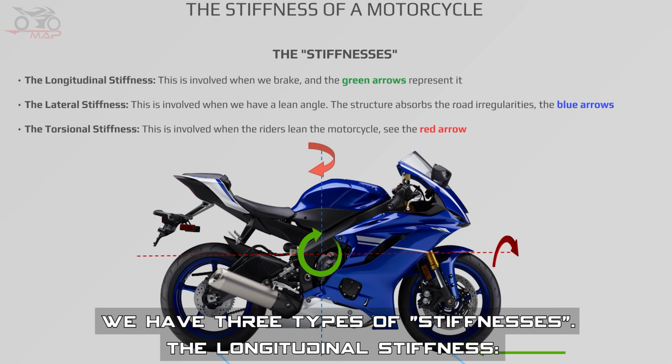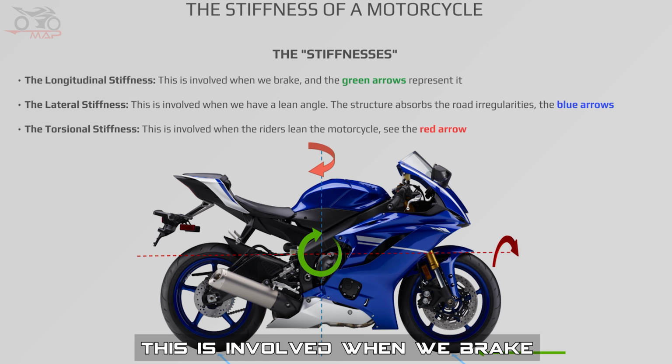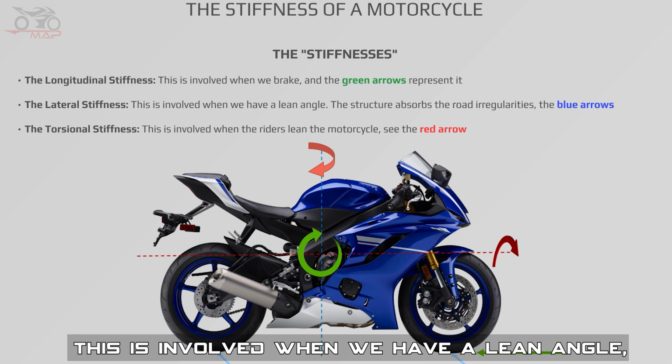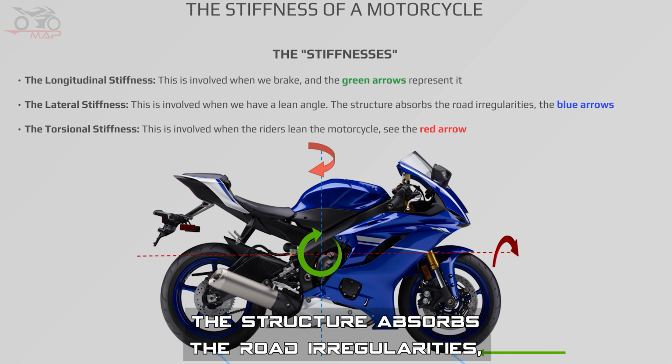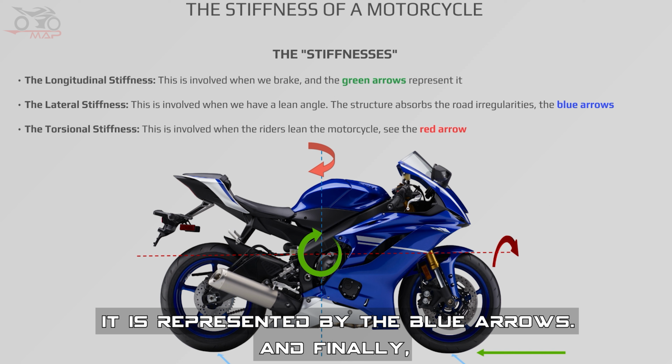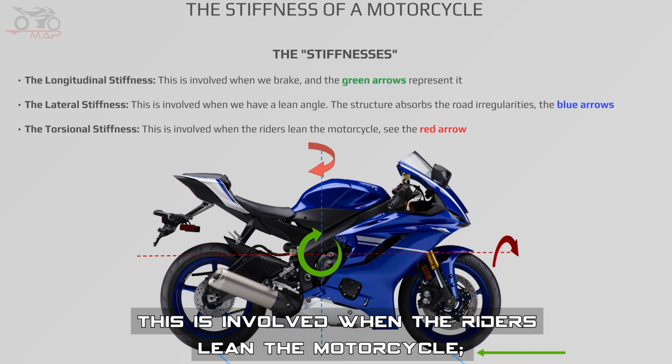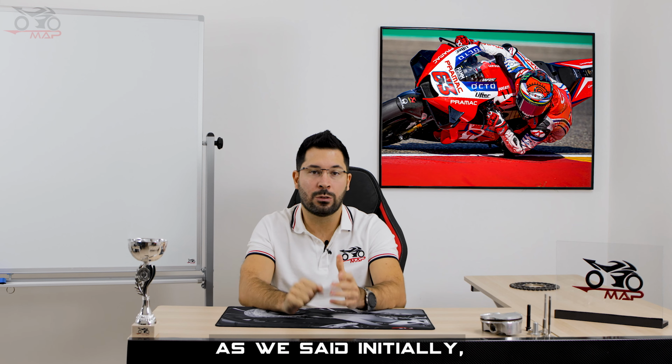We have three types of stiffnesses. The longitudinal stiffness, this is involved when we brake, and the green arrows represent it. The lateral stiffness, this is involved when we have a lean angle. The structure absorbs the road irregularities. It is represented by the blue arrows. And finally, the torsional stiffness. This is involved when the riders lean the motorcycle. See the red arrow.